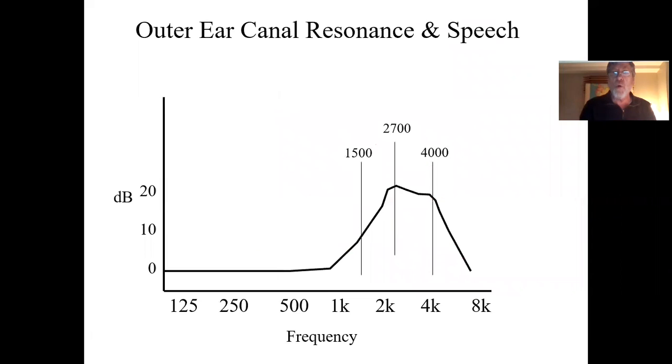There you go. There's the outer ear canal resonance. Now, the resonance is shown. It starts around 1,500, peaks around 2,700, and then drops off past 4,000. So your ear canal, because it's flesh and bone, that resonance is spread a bit. And how much extra decibels does it give? It gives about 20 decibels of extra loudness.